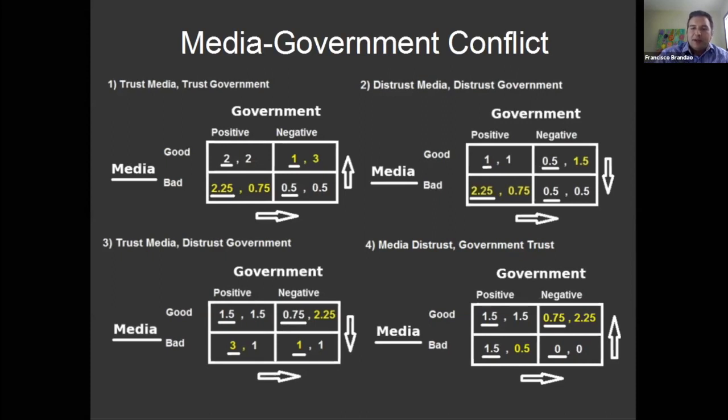So then, with public trust both in media and government, there are two Nash equilibria. So publish good news if negative incentives, or publish bad news if positive incentives. On scenario 2, there's distrust both in media and government, and there is only one Nash equilibrium, publish bad news with positive incentives. On scenario 3, with public trust in media and distrust in government, there is no Nash equilibrium. On scenario 4, where public distrusts media and trusts government, there is one Nash equilibrium in good news with negative incentives.